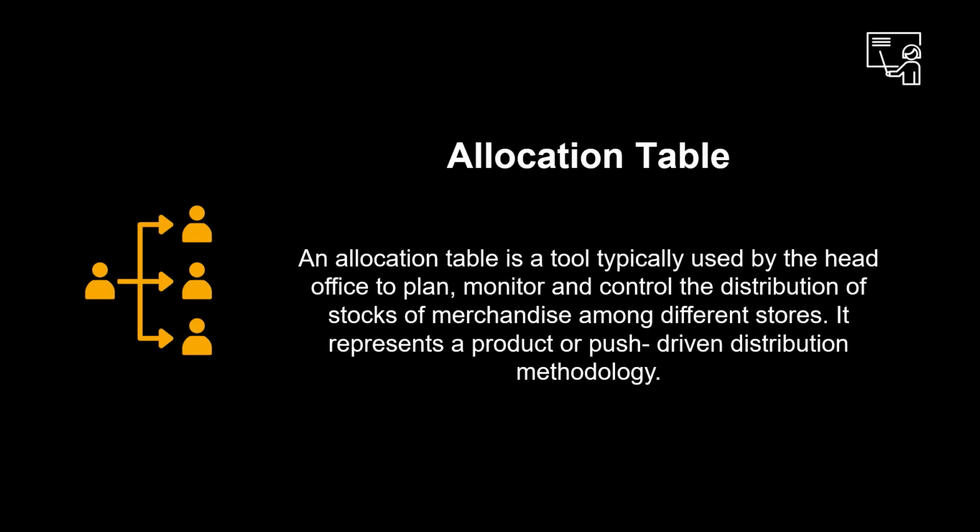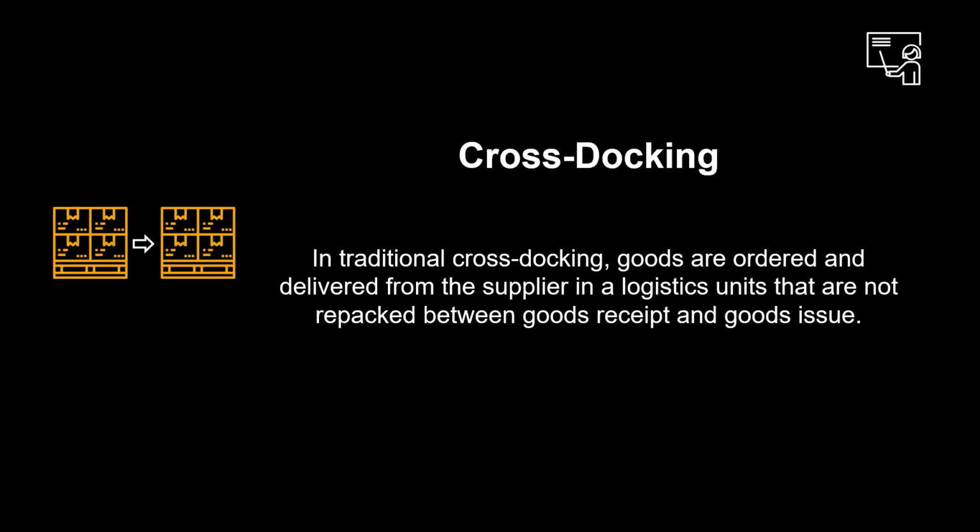An allocation table is a tool typically used by the head office to plan, monitor and control the distribution of stocks of merchandise among different stores. It represents a product or push-driven distribution methodology. In traditional cross-docking, goods are ordered and delivered from the supplier in a logistics unit, not repacked between goods receipt and goods issue. It's time to prepare for a demo.